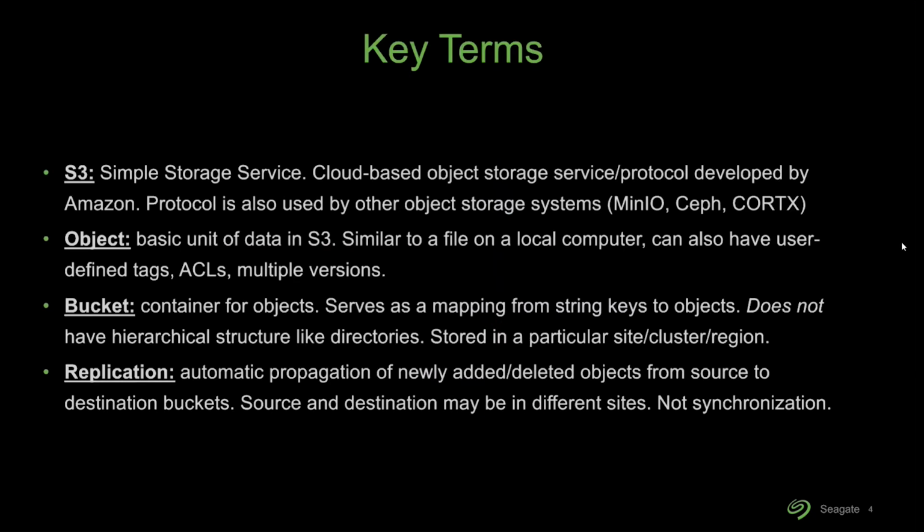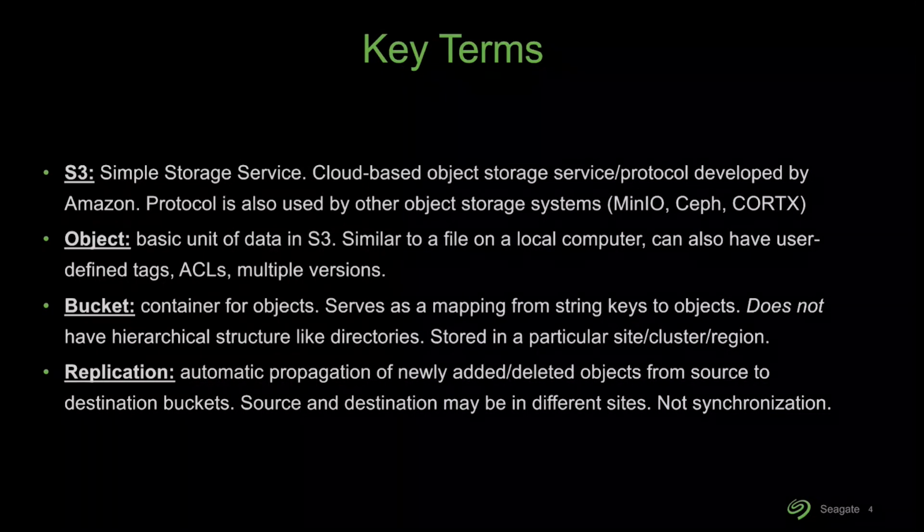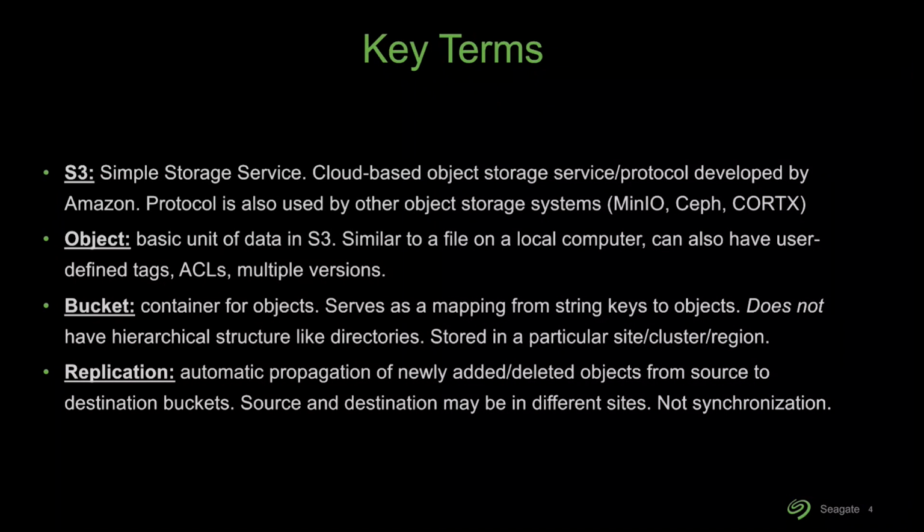So a few very basic terms. This is all in the context of S3, which is Amazon's Simple Storage Service. Amazon very well documented this protocol, so there are some other implementations too, like MinIO and CORTX as well. The idea here is you can do simple HTTP get and put, have some data, and then put it up in the cloud. That gives you an object, which is similar to a file on your computer, basically a name and some data. There's also some metadata, ACLs, other stuff that we don't have to go into.